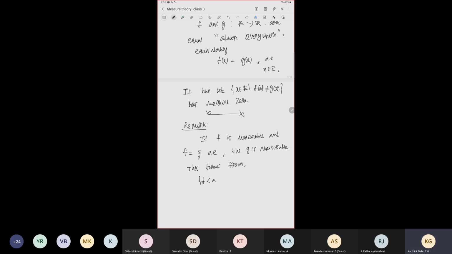If we consider the set where f is less than a, and g less than a, for measurability we have to show this set is measurable for all a. We know that f is measurable and we want to say this set is measurable for all a. But these two sets differ by a set of measure zero, because all other points are equal. So these two sets differ by a set of measure zero, and measure zero sets are measurable.